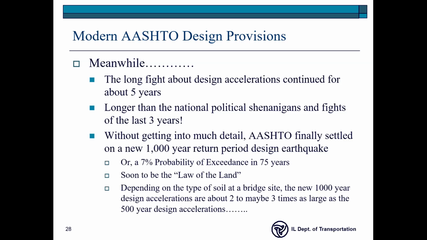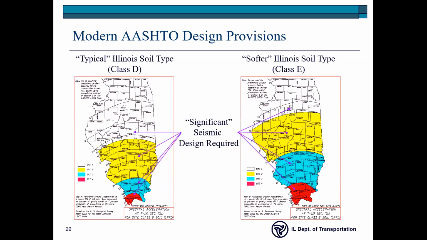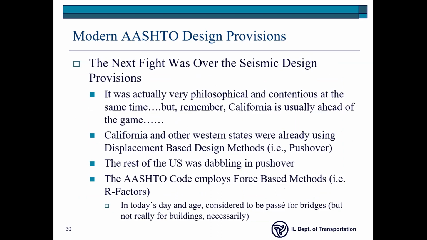So in the end, we agreed to have a 1,000-year design return period. What that really meant for us, because there were also new soil coefficients, is that going from 500 to 1,000 didn't necessarily mean our design accelerations were twice as much. Sometimes they were twice as much, and sometimes more than 2.5, maybe even 3 times as much. It depended on what type of soil you had. So this was a really significant increase for us.